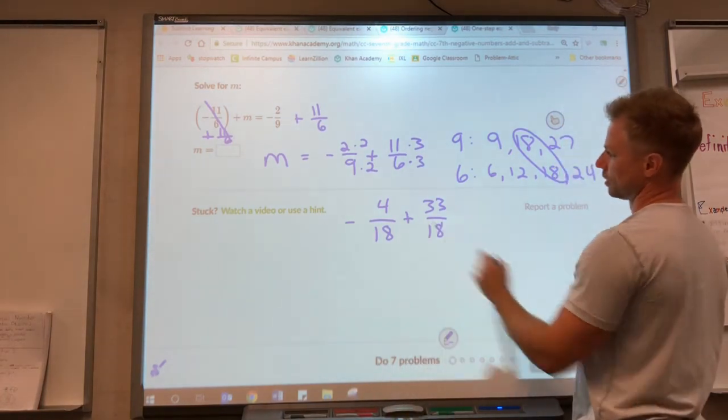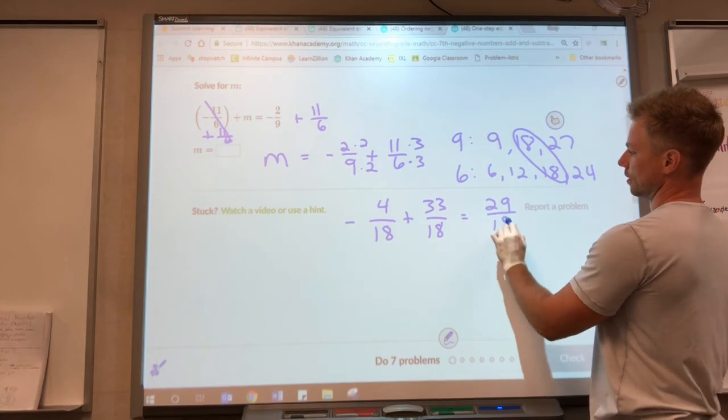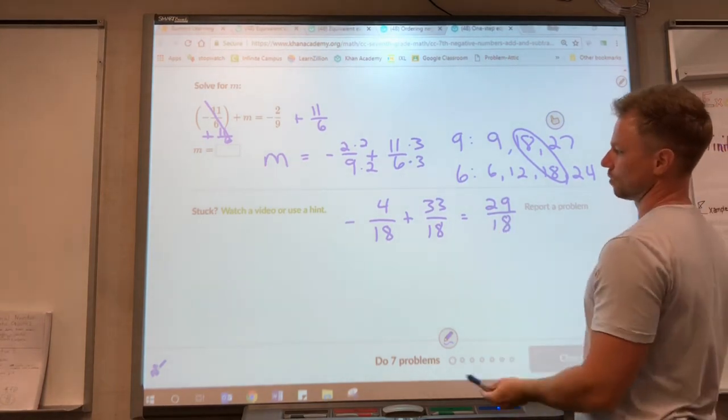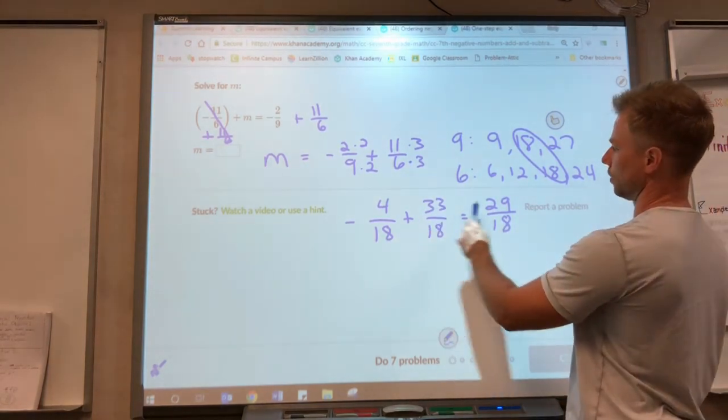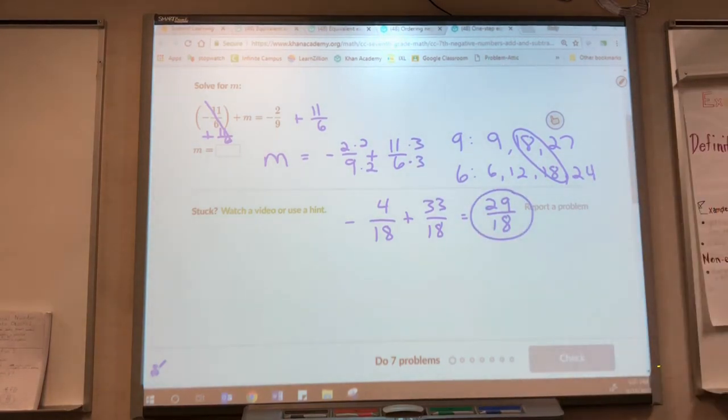So we subtract. 33 minus 4 is 29. Denominator stays the same. Keep the sign of the bigger number. 33 is bigger, it's positive. So our answer stays positive. So we have 29/18 for our answer there.